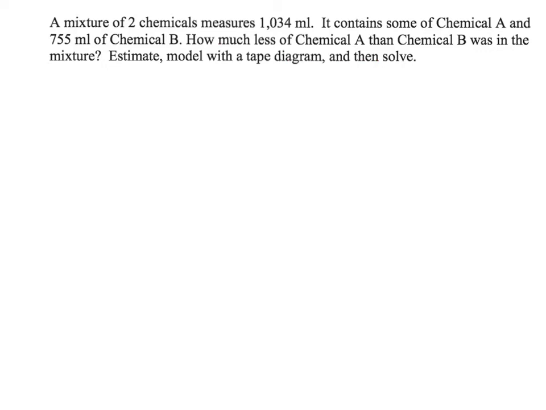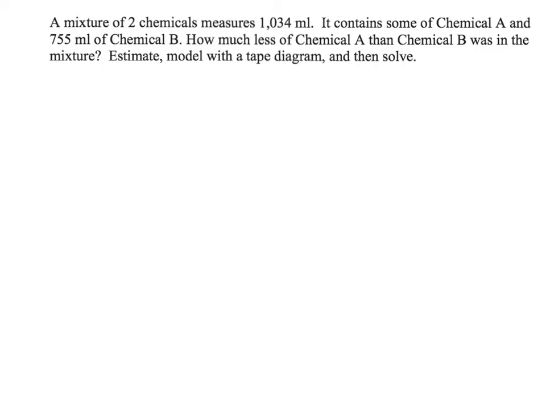Okay, on this part of the video, you're going to read along with me and you're going to underline keywords with me and you're going to work the problem out with me. So get your pencil ready and let's get started. So here we go. A mixture of two chemicals measures 1,034 milliliters. It contains some of chemical A and 755 milliliters of chemical B. How much less of chemical A than chemical B was in the mixture? Estimate, model with a tape diagram, and then solve. Alright, I'm going to get ready to solve this and underline my keywords. Remember, you can hit pause at any time that you need to in this video to catch up. You can rewind it, watch it again, or even move forward if you're ready to move forward.